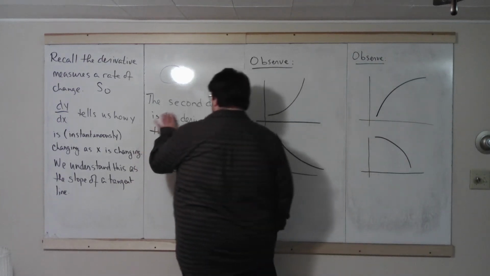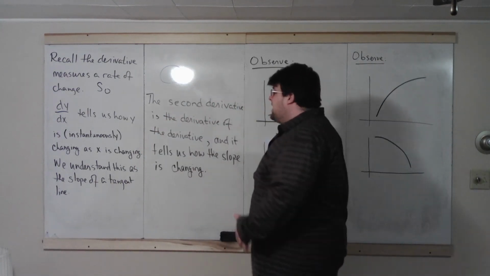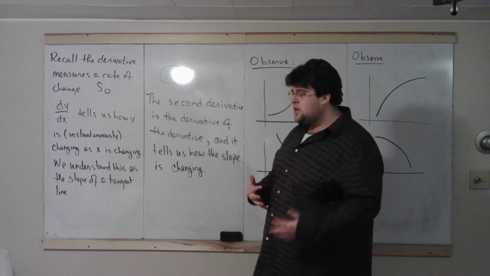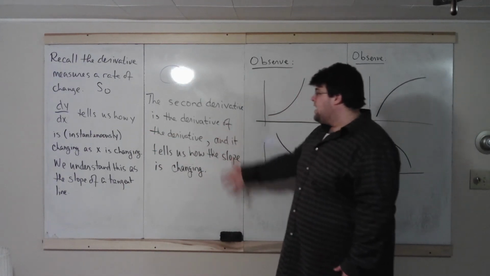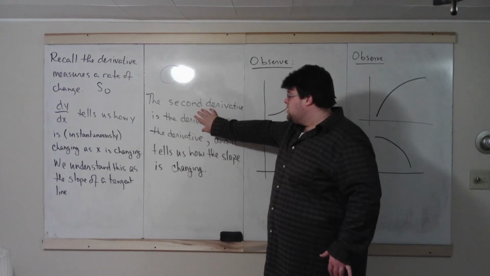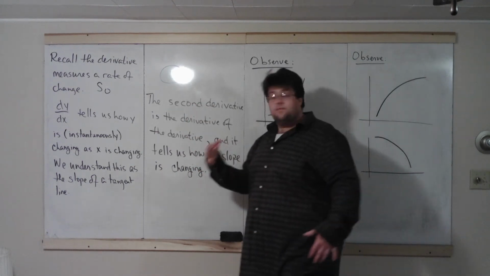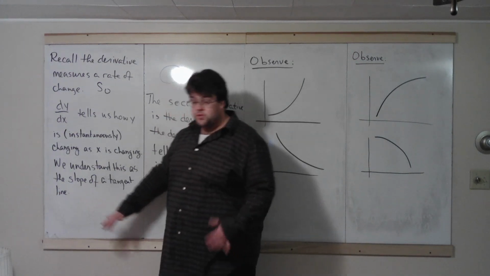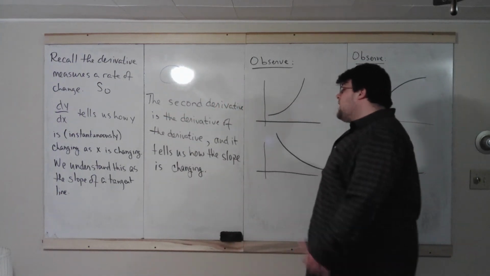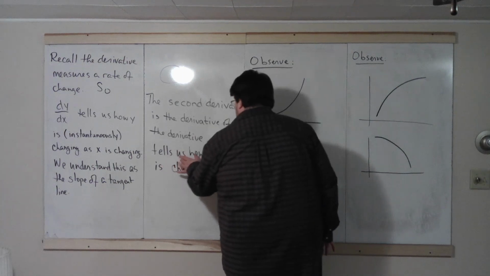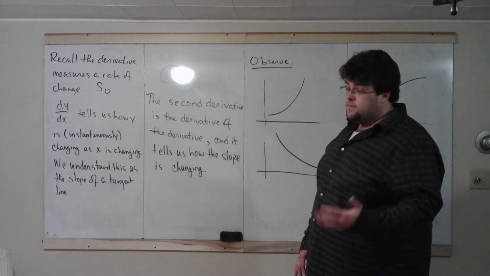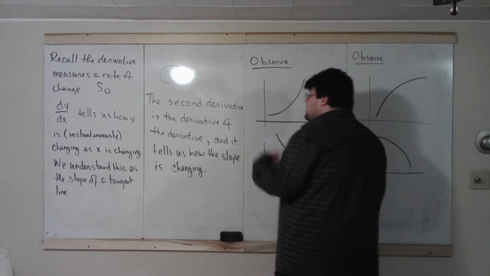So we're taking the derivative of a derivative. Well, a derivative measures a rate of change. But here, we're measuring the rate of change of the first derivative. We're measuring the rate of change of these slopes of tangent lines. So the second derivative is going to tell us how the slopes of the tangent lines are changing.